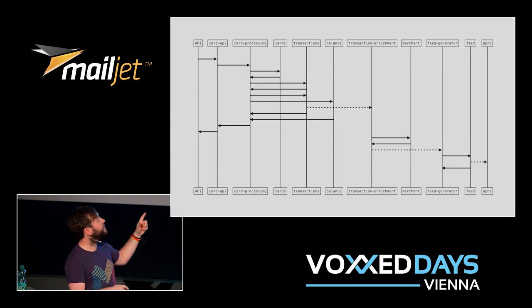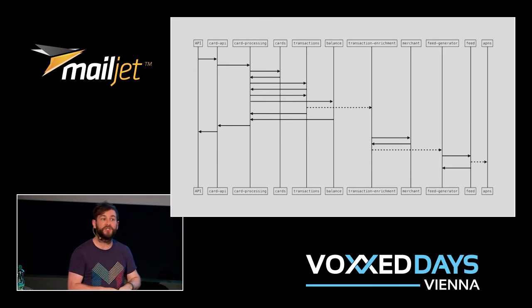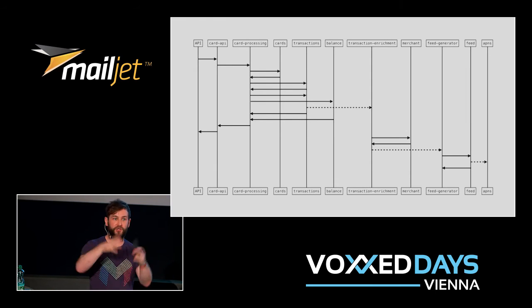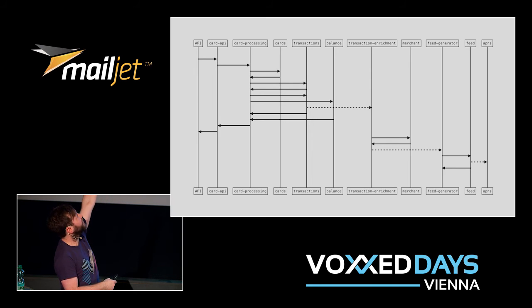So this is an example from our production systems. So this is someone in a shop. They've used their card, put it in the card machine, and charged their card. And we do a lot of things off the back of that. So we have our API.